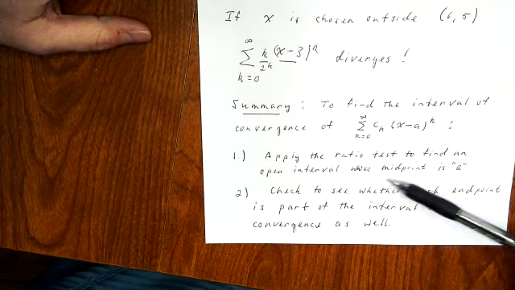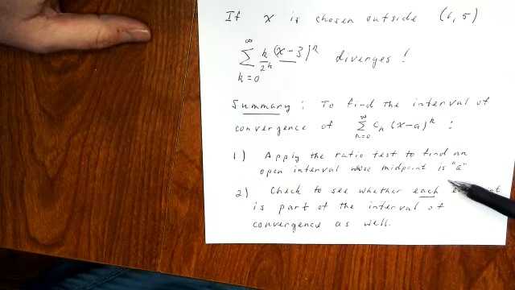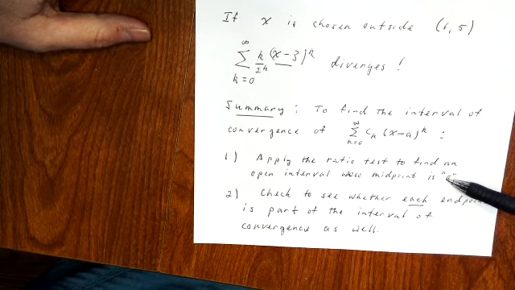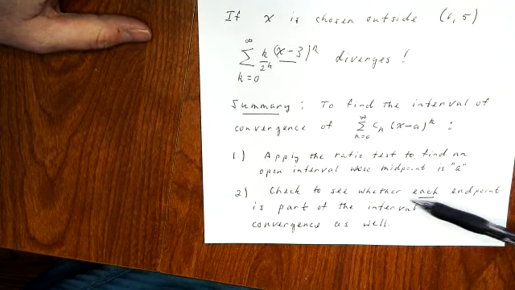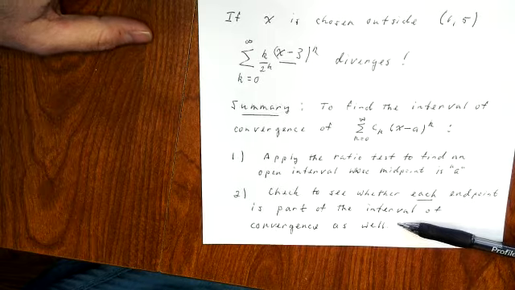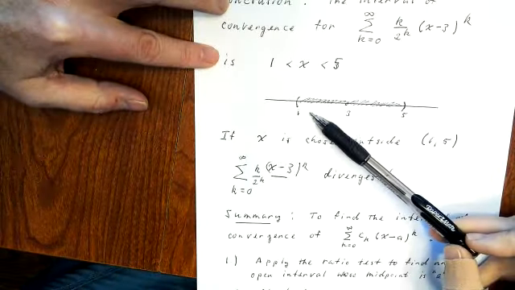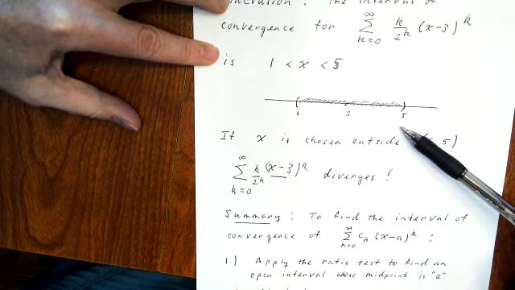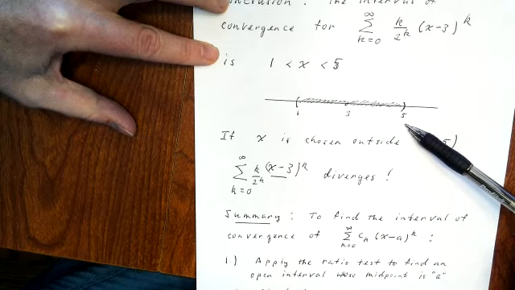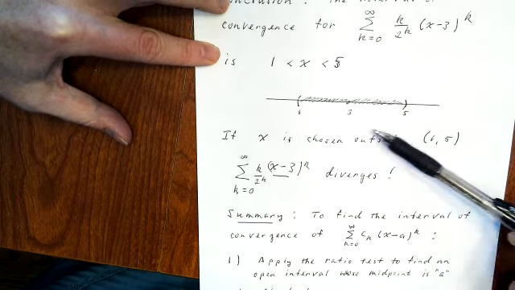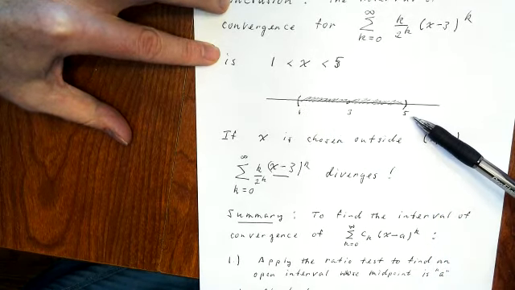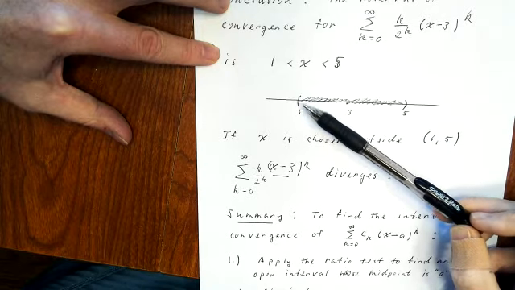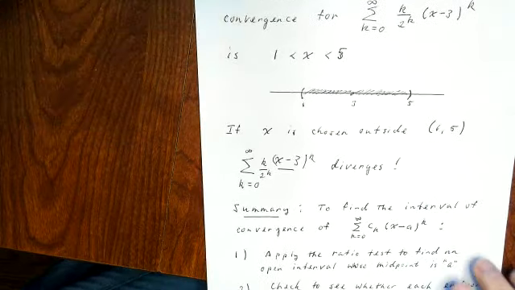So, to find the interval of convergence of a power series, first, apply the ratio test to find an open interval whose midpoint is a. Then, check to see whether each endpoint is part of the interval of convergence as well. And you need to do that separately, once for each endpoint. In this case, the endpoint of 1 and the endpoint of 5 were not included in the interval of convergence. It could be in other examples that both are included, or perhaps that one is included and one is not.